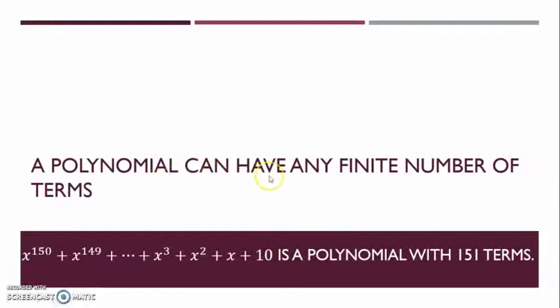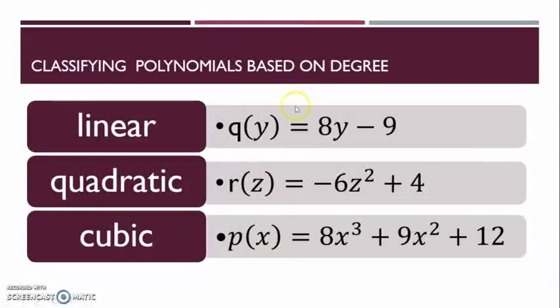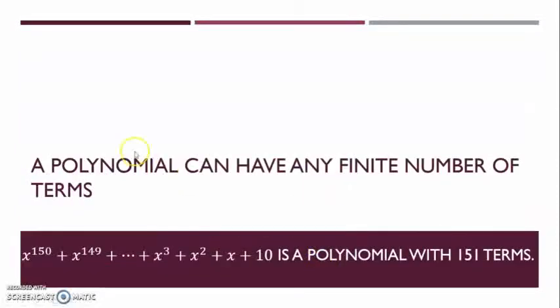A polynomial can have any finite number of terms. Here we saw there are only 2 terms. Here there are 3 terms. So I can write any finite number of terms. Here I am starting with x to the power 150, 149, and so on, and this is a polynomial in which there are 151 terms. If you want, you can write a polynomial with 1000 terms, with 10,000 terms. There is no limit on the number of terms that you can use inside a polynomial. So a polynomial can have any number of finite terms.